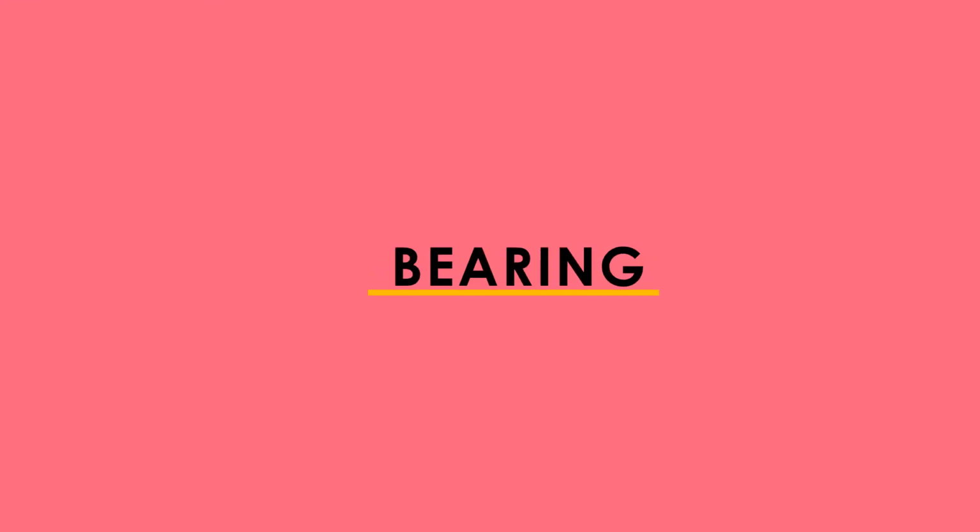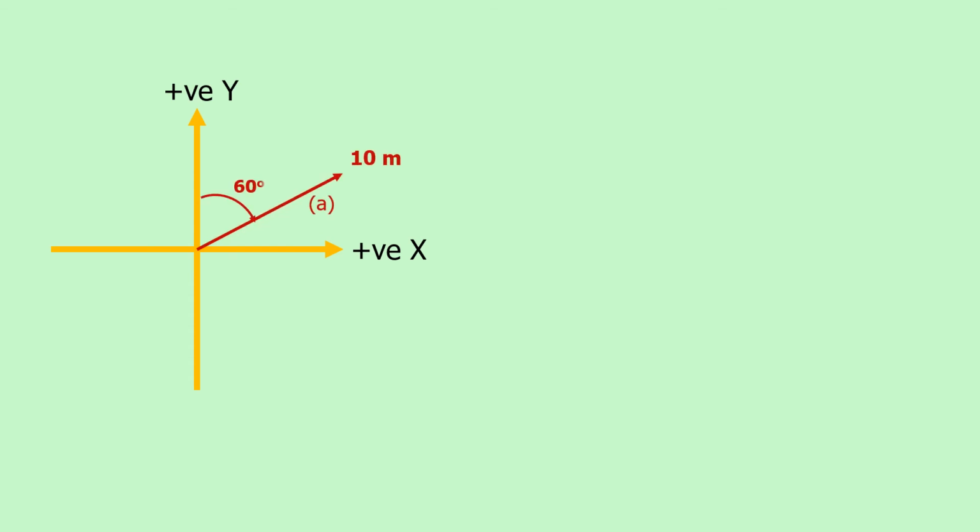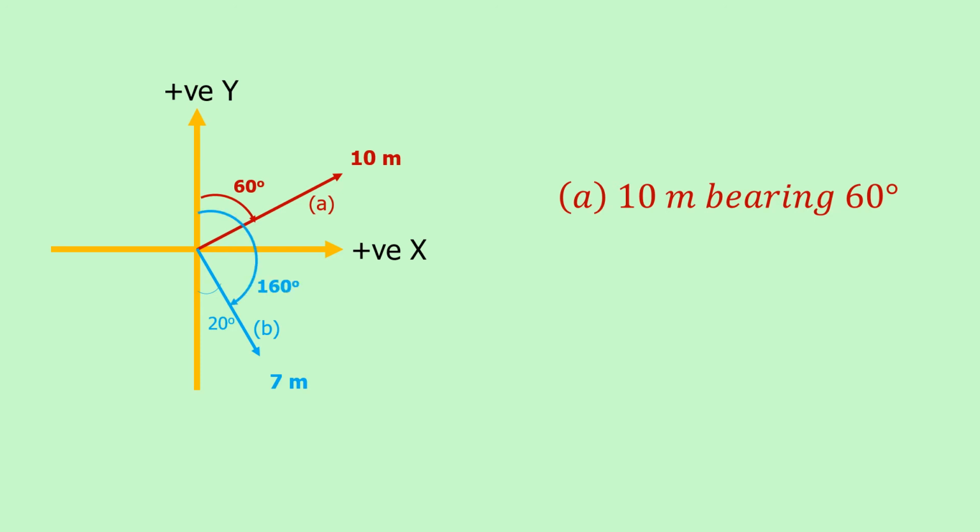Now, we go for bearing. The angle is measured from the positive y-axis, in the clockwise direction. The angle has a value of 0 degrees to 360 degrees. For example, given a vector of magnitude 10 meter, located in the first quadrant, the direction is 60 degrees from the positive y-axis. Second vector is given as 7 meter in magnitude, located in the fourth quadrant. We can write the direction as 160 degrees measured from the positive y-axis.